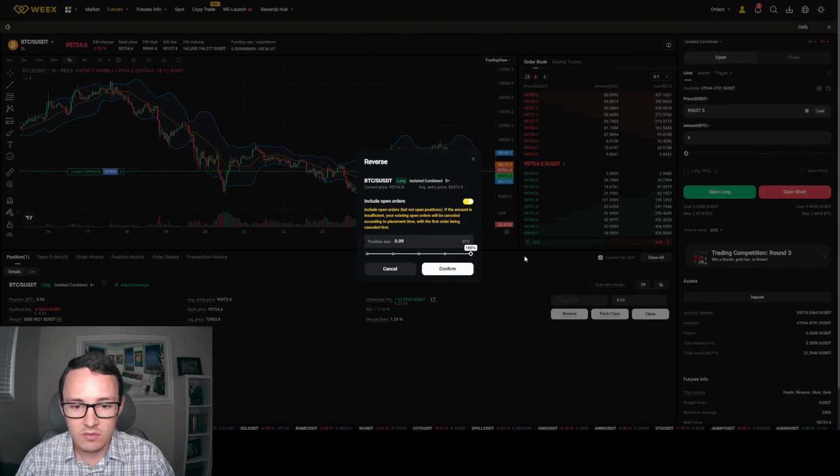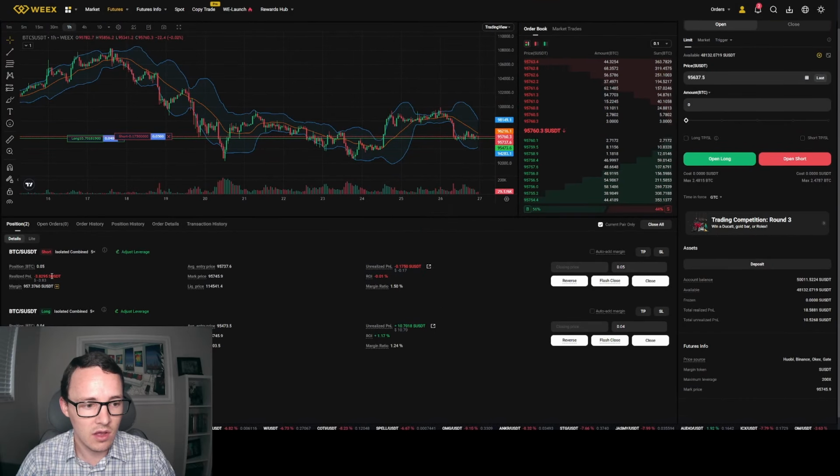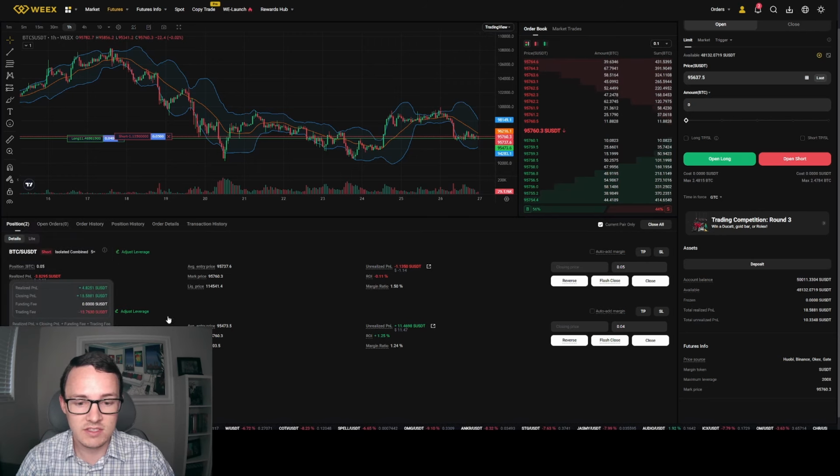I believe we can just do, let's do our full position size. Actually, we'll do it at 0.05 just because we don't want to have our same level of risk. So we'll reverse it. And then we've opened our long, or we've essentially reversed the 0.05. We're leaving the 0.04 open.